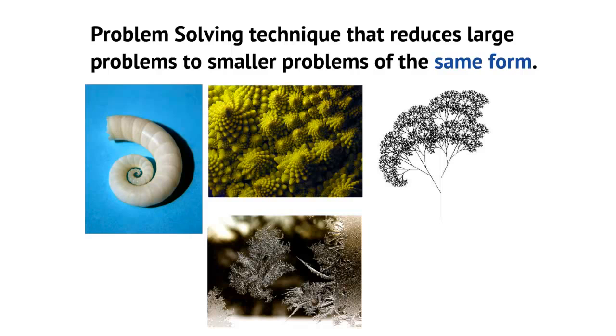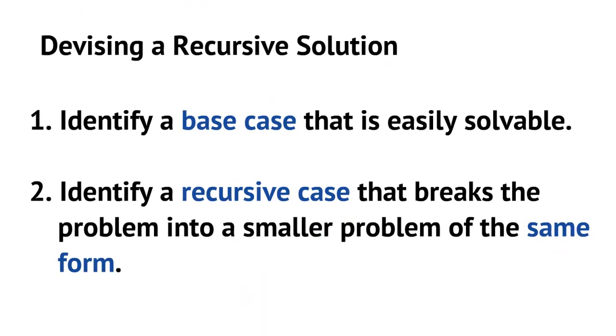So I have some pictures here of some recursive structures that you may find in nature. We have a picture of a shell here. This is just a picture of a cabbage, but it's been zoomed in on a tree, and these are just ice crystals. In each one of these structures, we see a larger structure that's composed of smaller structures that have the same form. These pictures probably don't provide much insight into how you go about devising a recursive solution, but it's pretty cool to see that these recursive structures actually exist in nature.